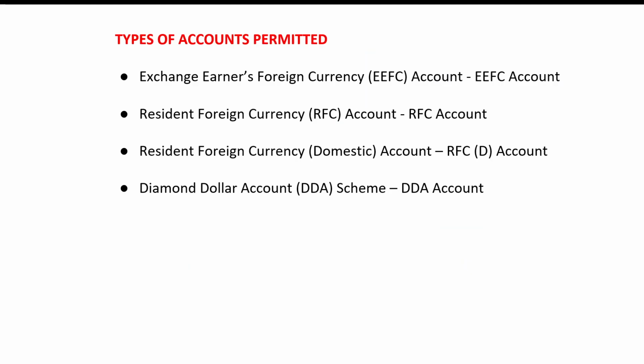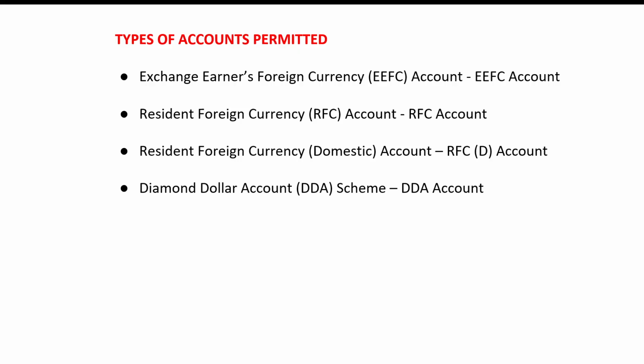So let's start. People living in India also need to deal with foreign currency sometimes, like US dollars and euros, and this can be for business or personal use. But again, holding a foreign currency account in India is not completely free. It is regulated by FEMA, the Foreign Exchange Management Act. Earlier, such accounts were not allowed easily, but now FEMA has relaxed rules to help people who often earn or spend in foreign currency, like exporters, freelancers, consultants, etc.